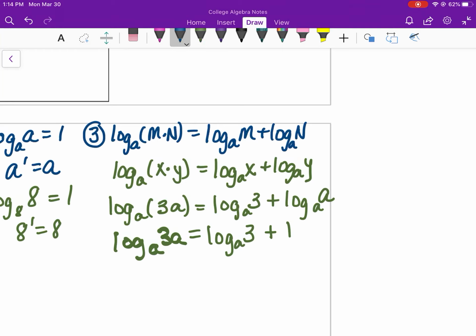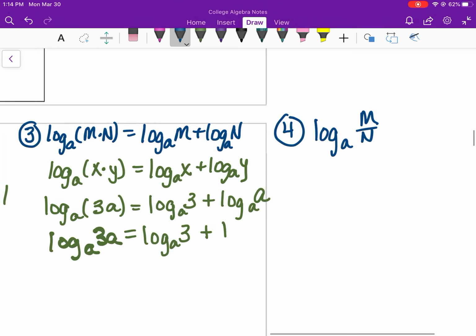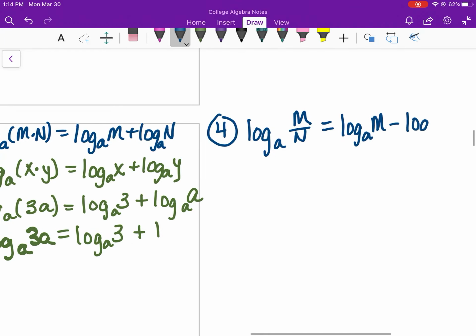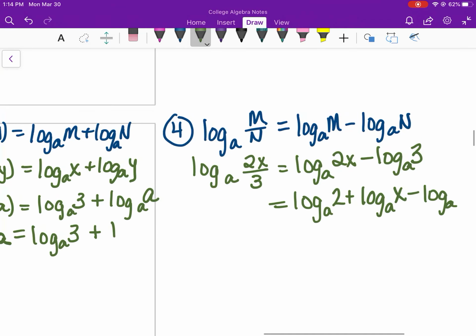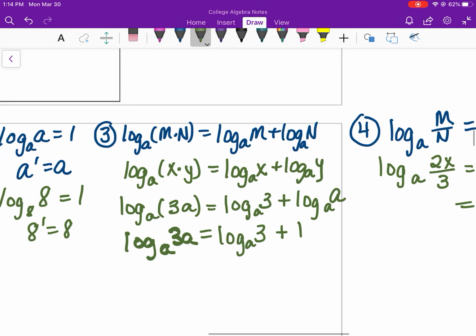Okay, the next rule. If this is divided instead, division's going to go to subtraction. So your example might be something like, so that's log base a of 2x minus log base a of 3. Now the 2x is a product. I can take that apart by addition. And so on. So those are the first four rules.